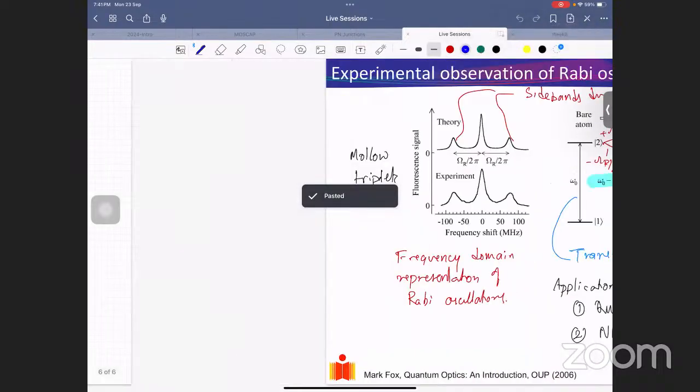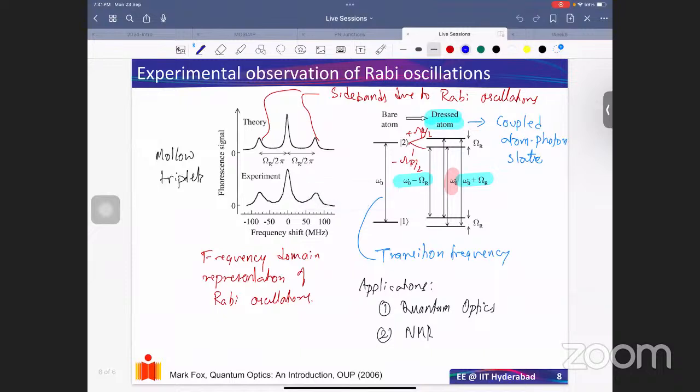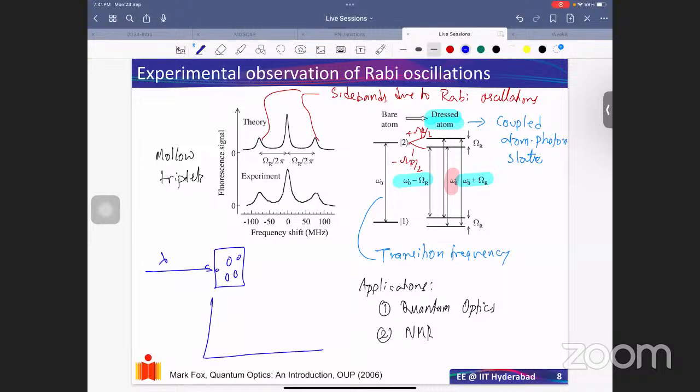So now let's take a gas system consisting of lots of atoms like this. And you shine a laser, lambda, and you scan this. What will happen to the absorption as a function of lambda? Yes, sir. What will happen?